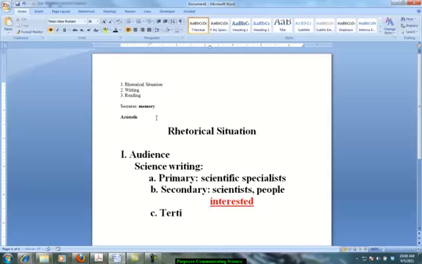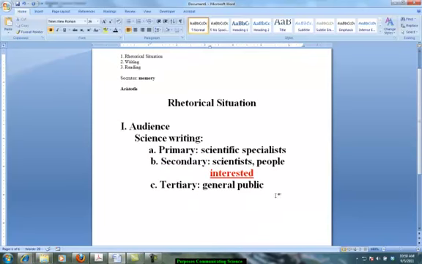And then there's your tertiary audience, your third audience, and that, of course, is the general public. A lot of the things that you're going to be reading are in the Best of Science Writing 2010 textbook. These are pieces written for the general public. So you can see the difference between the different things that we're going to be reading this semester. We're going to be reading articles and books written for a primary audience, for a secondary audience, and then for a tertiary audience. So we can see exactly what's going on.